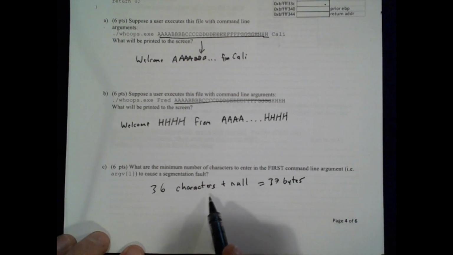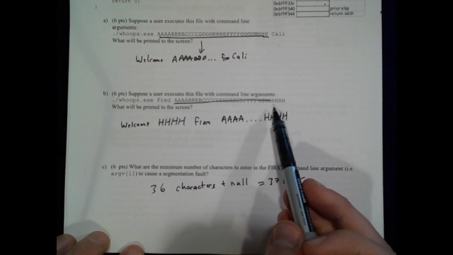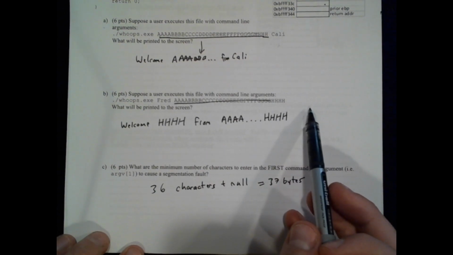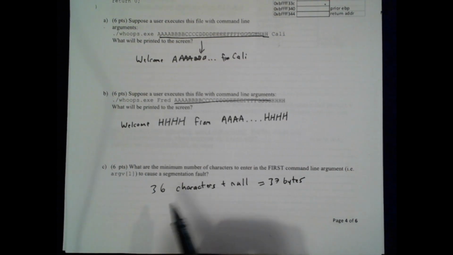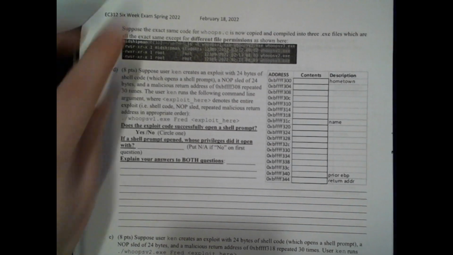Keeping in mind that if I enter 36 characters on the command line, HHHHIIII here, that would be 36. And then that null terminator happens automatically at the end of a string. And so we would have 37 bytes worth of data that would write into the first byte of prior EBP with a 0. So it would overwrite something important, which is likely to cause a segmentation fault. So that's the first couple parts. Let's flip on to the next page.